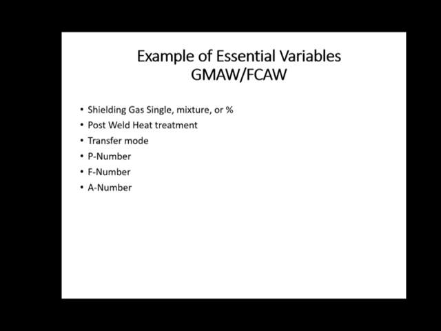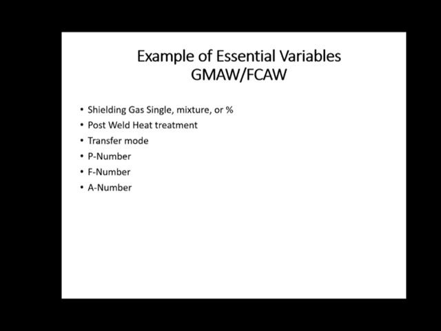Same thing goes for A numbers. A numbers for ferrous materials are the categories that tell you the chemistry of the filler material you're using. So if I went from an A number 1 to an A number 6, which would be going from carbon steel to austenitic stainless steel, I would have to requalify, even though my F numbers would be the same. You can have austenitic stainless steel that's an F6 and a carbon steel filler material that's an F6, but the A numbers are going to be different. So if I switch A numbers, I've got to requalify.